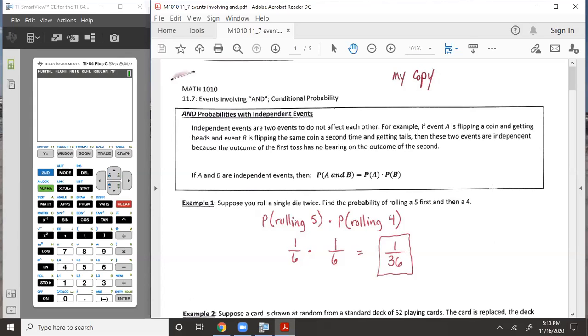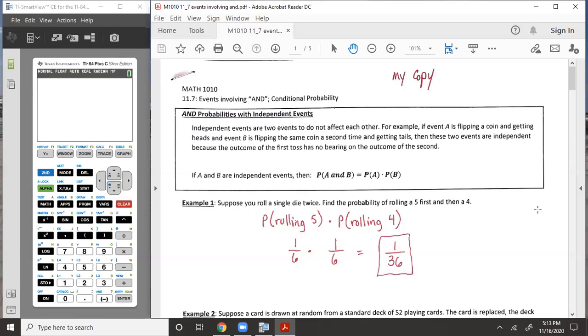The formula is, if A and B are independent events, then the probability of A and B equals the probability of A times the probability of B. If you recall, when we use the word "or," the probability of A or B is equal to the probability of A plus the probability of B. So in this respect, when you want both to happen, then we have to multiply the two events.